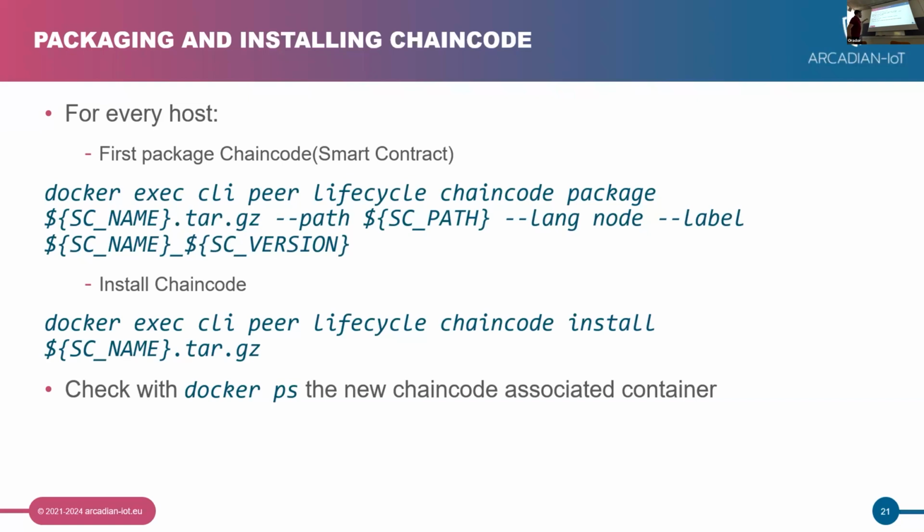After it has been packaged, you need to install it with the following command: chain code install, and the package name. Then it will create a new volume, so you can check with Docker PS if the new chain code is associated with the container.